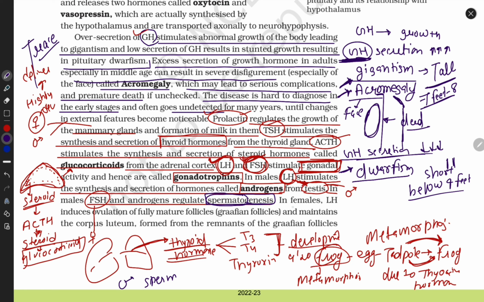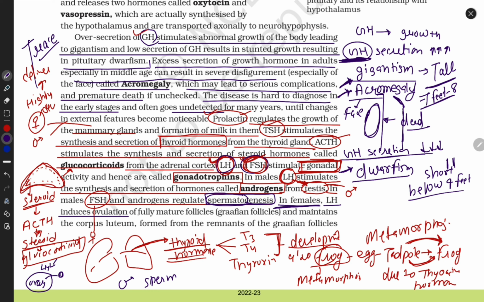Now let's talk about females. In females, what is the role of LH and FSH? Listen to me. In females, LH induces ovulation. This is the female's ovary, and LH comes and says to the ovary, release your egg. So the ovary releases her egg.